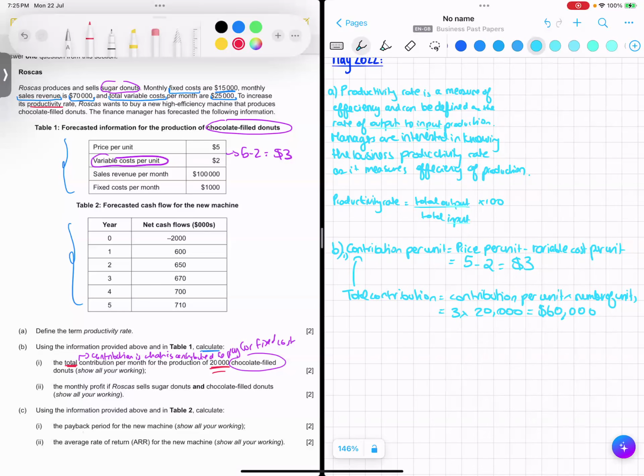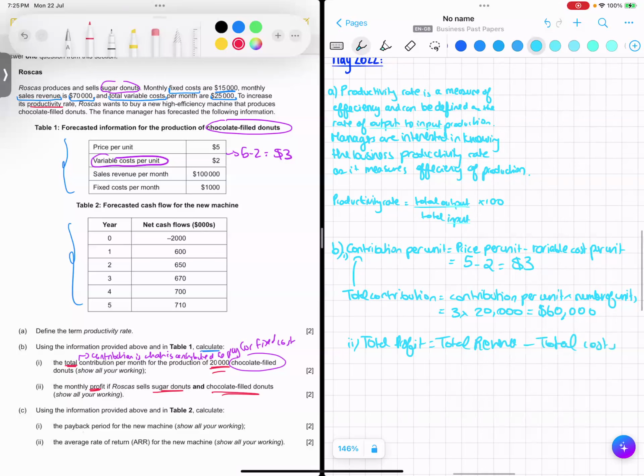Again, contribution is basically what the business gains out of selling. So for each one they sell, they take $3, and usually they pay the contribution to contribute to fixed costs, right? And then we have number 2 for B, the monthly profit of Rosca sells. Okay, they want profit and they want sugar donuts and chocolate-filled donuts. So this is actually kind of intended to confuse the student to a certain extent. So basically, we need to keep in mind total profit is equivalent to total revenue minus total costs.